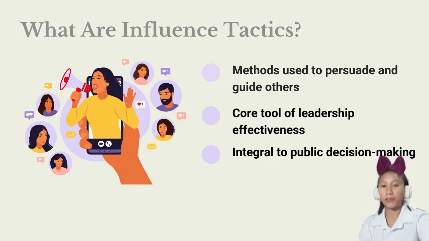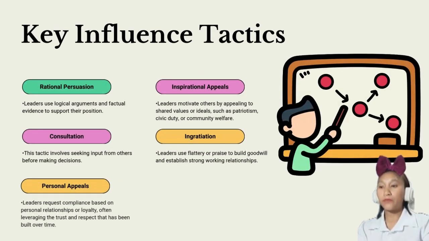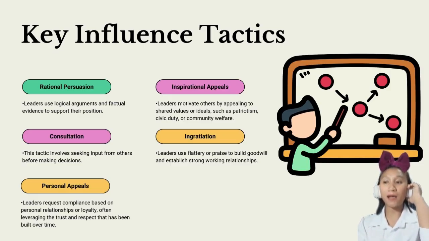legal framework. Some of the key influence tactics include rational persuasion, where leaders use logical arguments and factual evidence to support their position. This is often employed when advocating for new policies or programs, where data and analysis are pivotal to gaining buy-in from stakeholders.